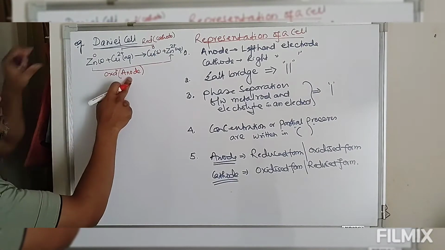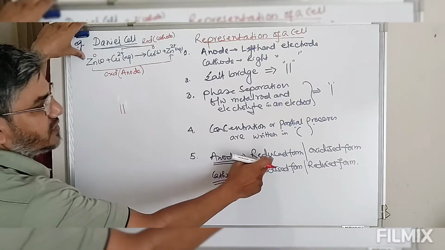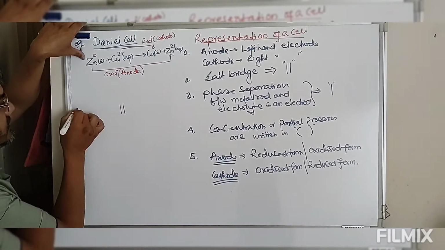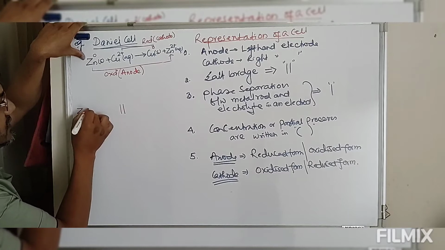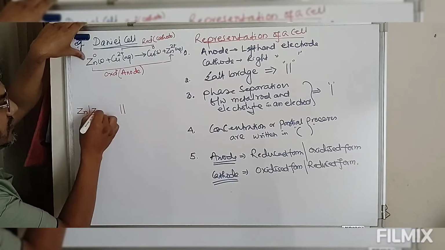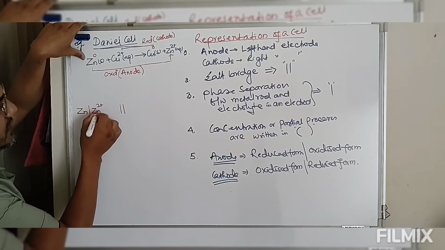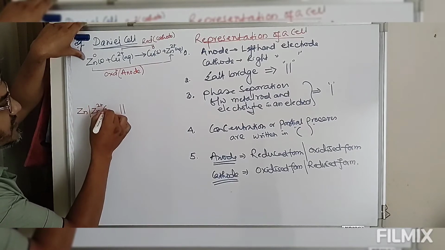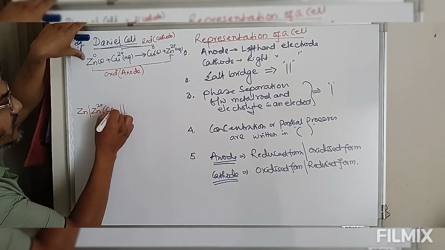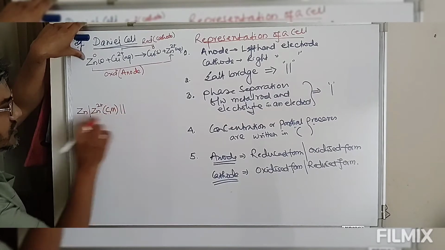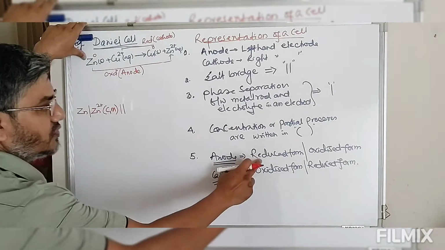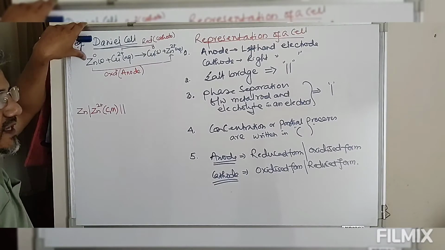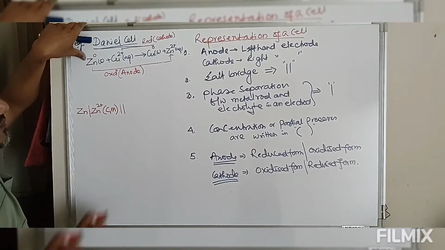So now look at this. This is anode. So anode should be written from reduced form to oxidized form. So reduced form is zinc in contact with zinc +2. Suppose the concentration of zinc +2 is C1 molar, so this is the concentration. So now look at this, reduced form to oxidized form.